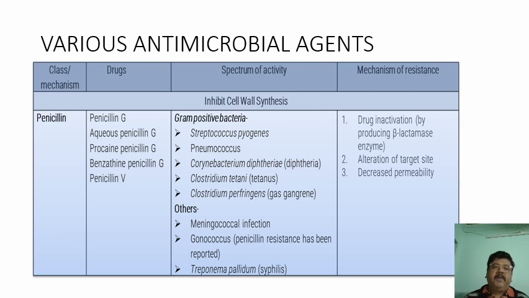So you can see penicillin derivatives: penicillin G, aqueous penicillin G, procaine penicillin, benzathine penicillin, and penicillin V. These act on gram-positive bacteria: Streptococcus pyogenes, pneumococcus, Corynebacterium diphtheriae, Clostridium tetani, Clostridium perfringens. They also act on meningococcal infection, gonococcus, and Treponema pallidum. What is the mechanism of resistance? Drug inactivation by producing beta-lactamase enzyme, alteration of the target site, penicillin binding protein alteration, and decreased permeability.